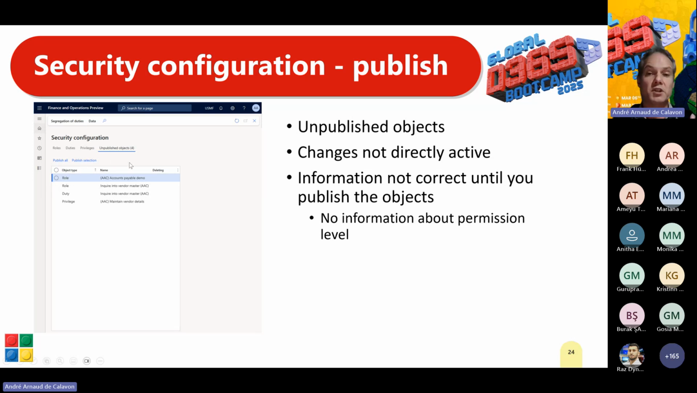But you must be aware that the information shown then at the AAC accounts payable demo role will not have the correct information as the actual permissions a user has. Meaning that if you make changes which, for example, added a new privilege, the security configuration form will show you there is a privilege linked to that role, but if you didn't publish it, it's not effective in the information yet.